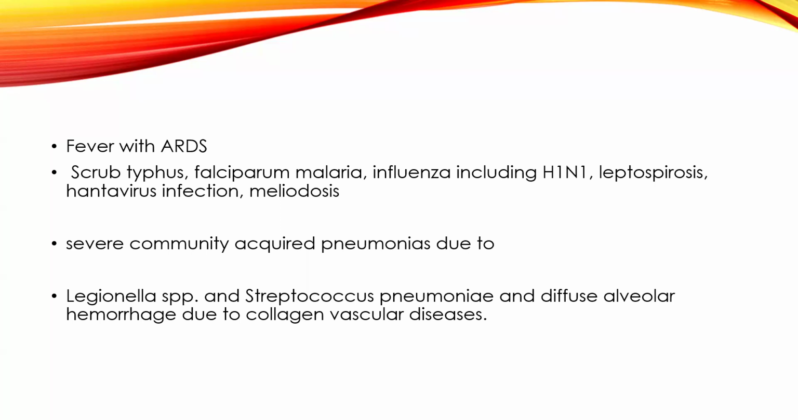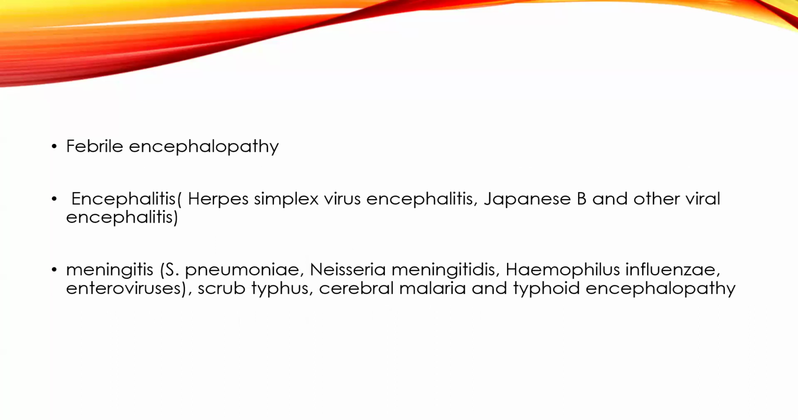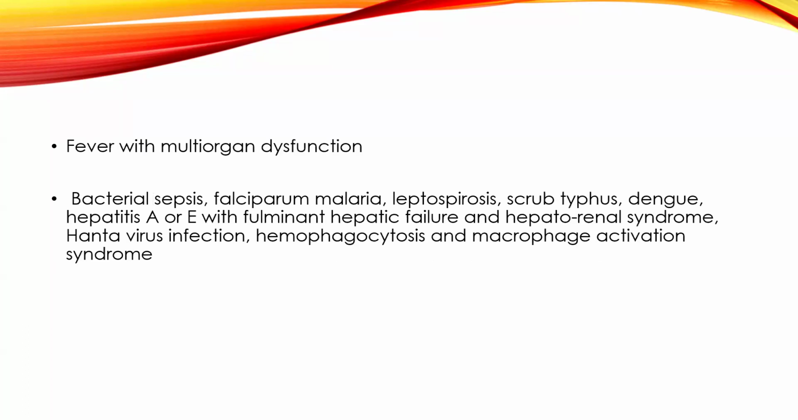Then severe community acquired pneumonia is caused by Legionella, Streptococcus pneumoniae, and diffuse alveolar hemorrhage due to collagen vascular disease. Then febrile encephalopathy is caused by encephalitis like herpes simplex virus encephalitis, Japanese B, and other viral encephalitis. Then meningitis is caused by Streptococcus pneumoniae, Neisseria meningitidis, H. influenzae, enterovirus, scrub typhus, cerebral malaria, and typhoid encephalitis.